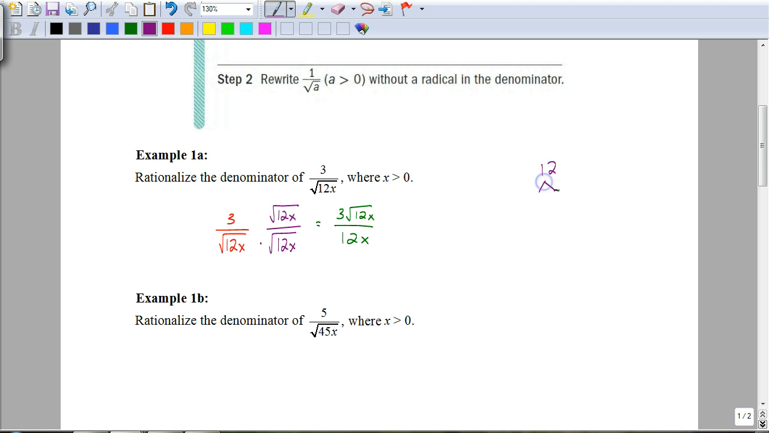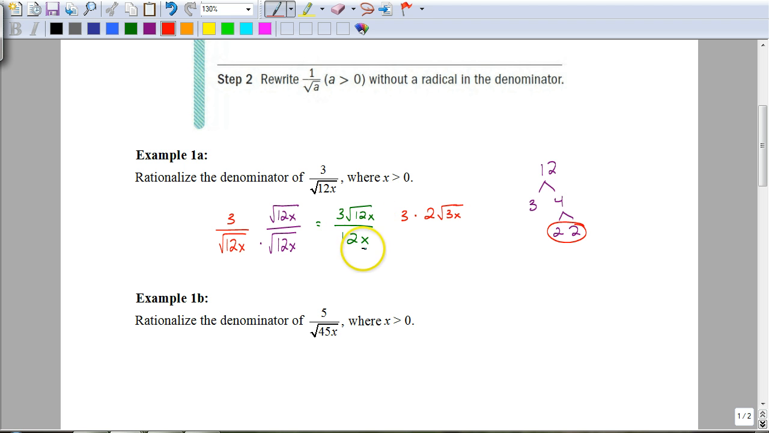If you don't know what 12 would break down into, do a factor tree. So 12 breaks down to be a number of things. Let's do 3 times 4. 4 breaks down to be 2 times 2. So remember, I'm dealing with the square root of 12, so for every 2 of the same number, I get to take 1 out. So I get to take out a 2. So square root of 12x breaks down to be 2 times the square root of 3x.